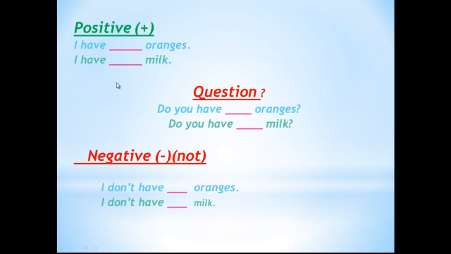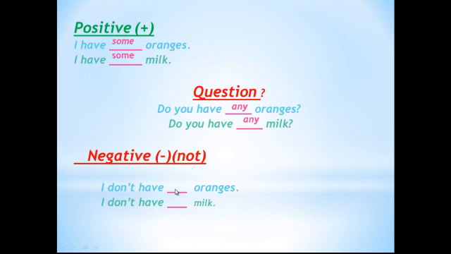So let's answer. I have some or any oranges? Of course, some. Very good. I have... Mr. D, answer. Some. Yes, some. I have some milk because it's positive. Okay. Next one. Do you have? We have question here. Any. Okay, any. Do you have milk? Any too. Yes, any.